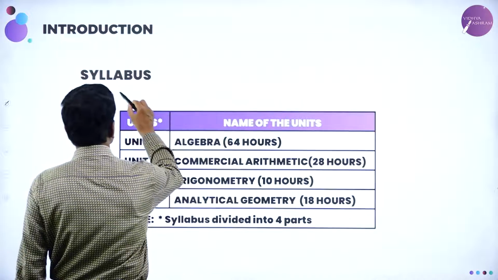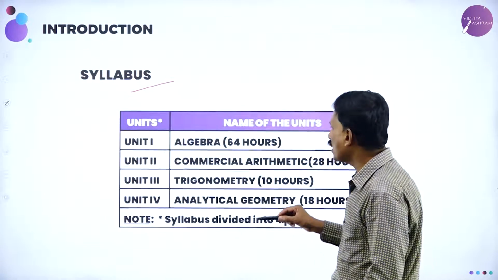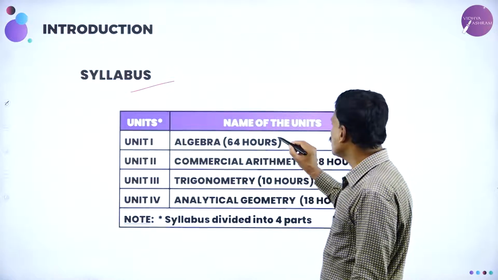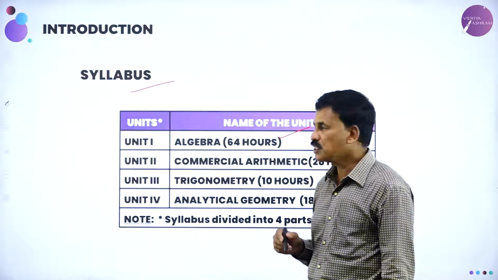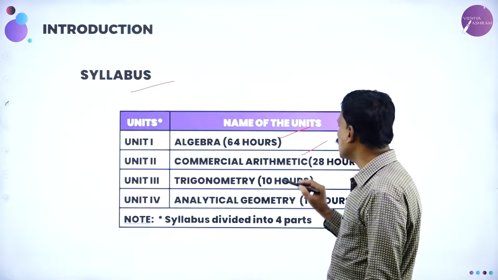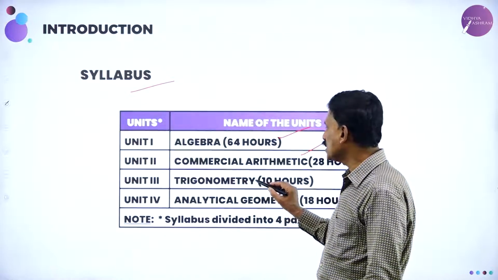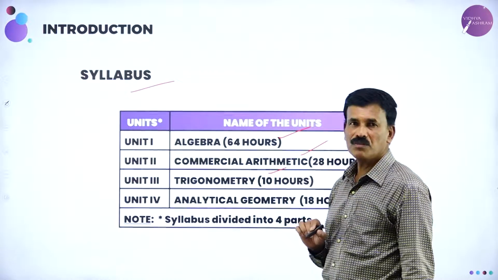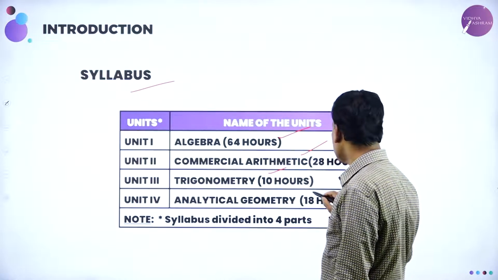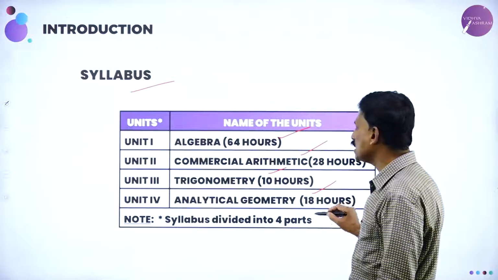Now the syllabus, the detailed syllabus. In first PUC basic mathematics you have 4 units, unit 1, 2, 3 and 4. The first unit contains algebra. The total number of hours for algebra is 64 hours. Unit 2 is the commercial arithmetic, which is a 28 hours syllabus. And unit 3 is trigonometry, which is very less, only 10 hours. Only basics you are going to study in trigonometry. Whereas analytical geometry, here also you are going to study for 18 hours.